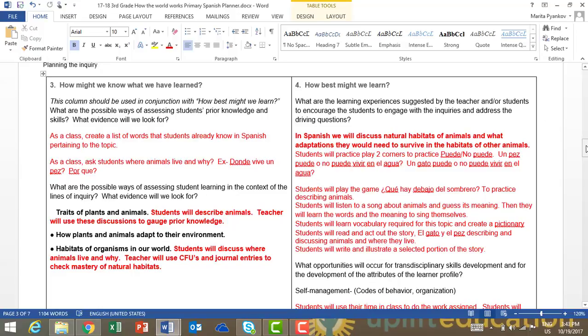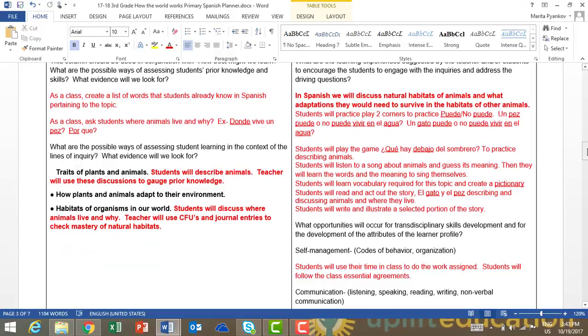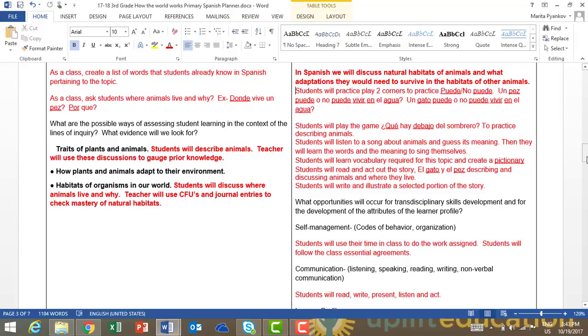In box 4, these are the learning experiences that we are planning on having as a class. So I've written here, in Spanish we will discuss natural habitats of animals and what adaptations they would need to survive in habitats of other animals. And as I was saying before, really we're limited mainly just by time. So we may not get into too many habitats and other animals. Just depends on how the conversation flows and how many classes we get to have in order to see how many we get into. But we'll keep it pretty simple and do things like these activities here.